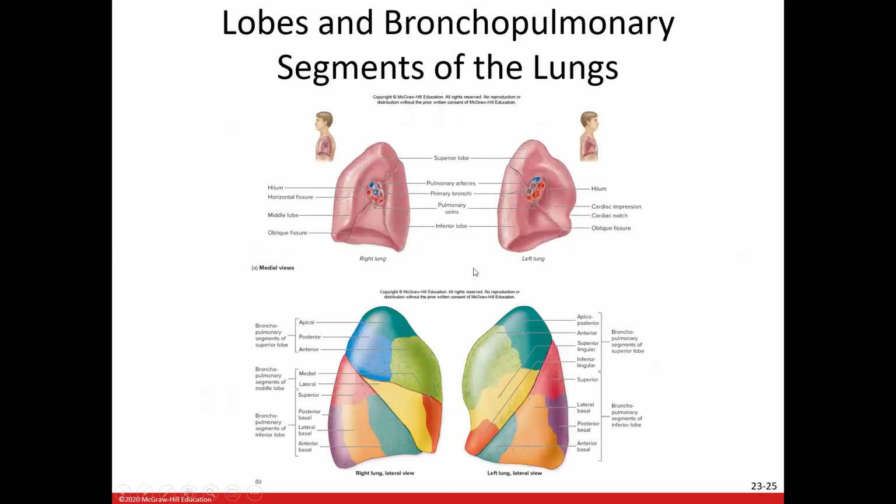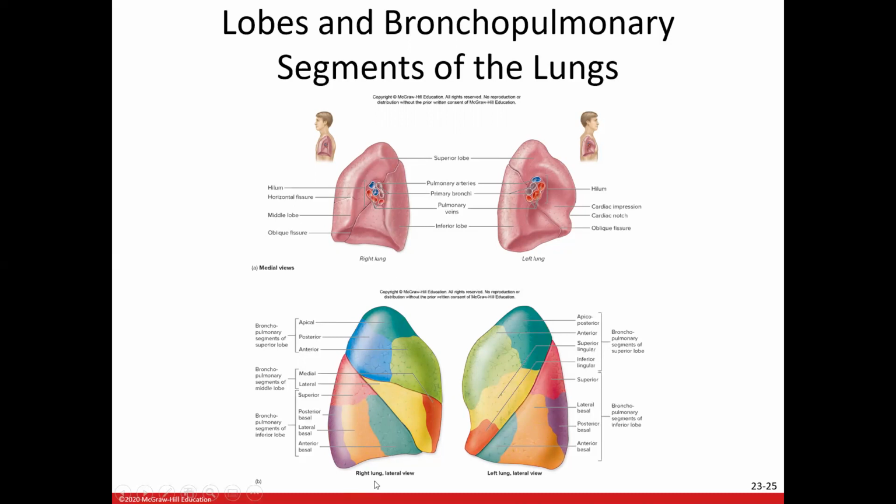So to point some of those out, right lung and left lung, this is in a medial view. So if we were at the core of the body looking inward, this is what we'll be seeing. With your right lung, you have that superior lobe and the inferior lobe, and then the hilum where all the blood vessels are coming. So your blood vessels and your lymphatic vessels and your bronchi.